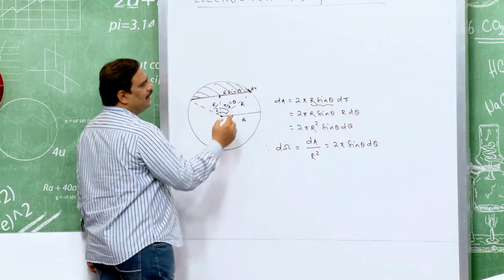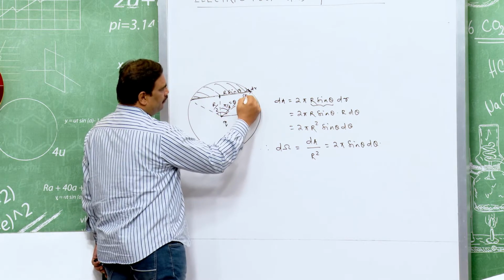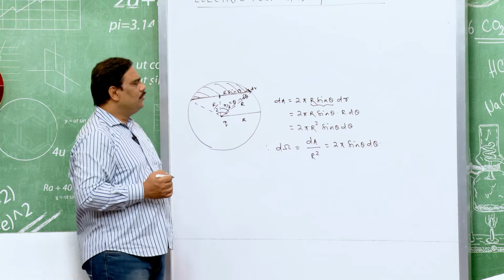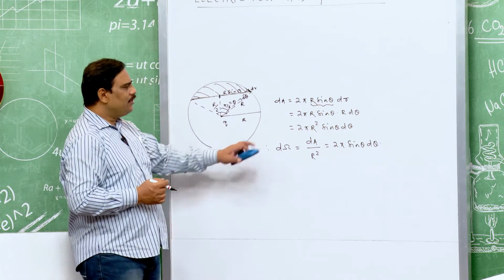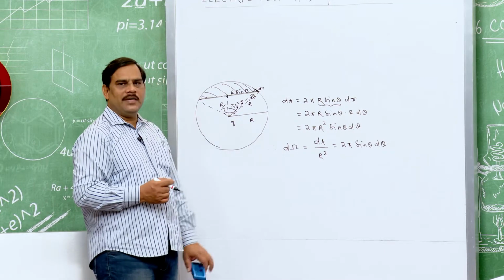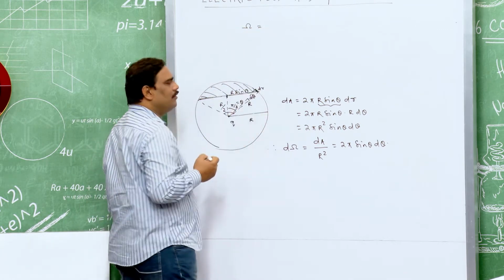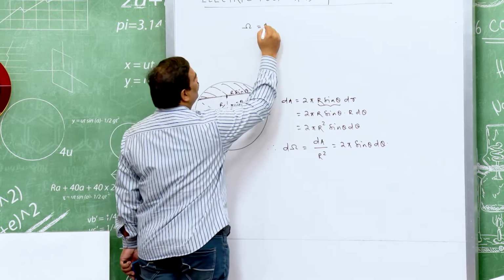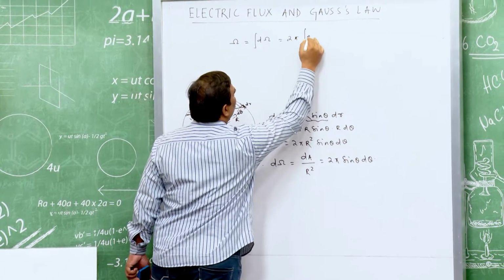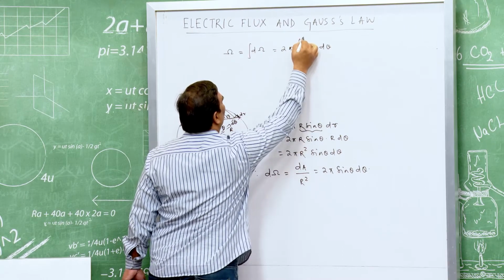And the value of dr is r d theta. Putting the values, we can get dA equal to 2 pi r square sin theta d theta, as we have discussed earlier. So, my d omega is dA by r square, it is 2 pi sin theta d theta. So, the solid angle formed at the center due to this portion, omega, is integration d omega. So, it is 2 pi integration sin theta d theta, theta varying from 0 to pi by 3.